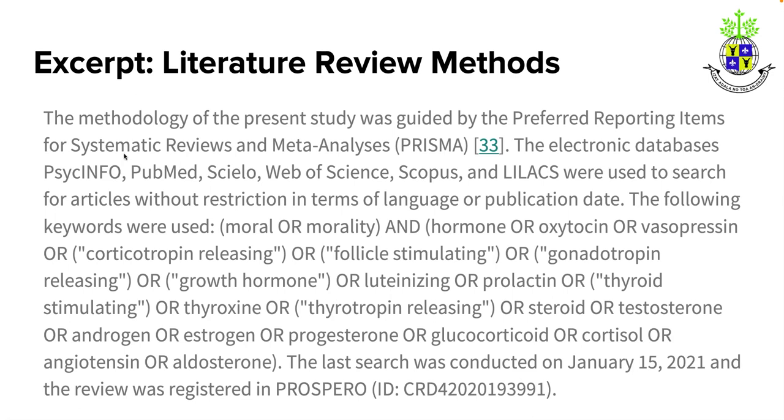So if you see this citation, the 33, that's a reference to a particular source that they use in this article. So if you were looking at this on the website, you could click on that and it would tell you where you'll find the PRISMA guidelines. Next sentence, they say specifically where they went looking. So that's a set of electronic databases: PsycInfo, PubMed, SciELO, Web of Science, Scopus, and Lilacs. And those are really the big ones. Those are the biggest ones for this type of research.